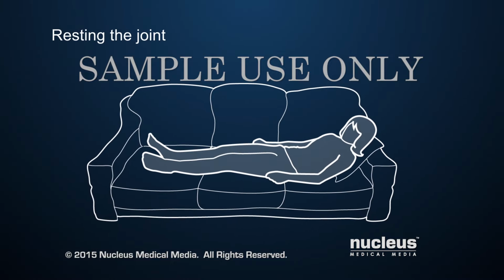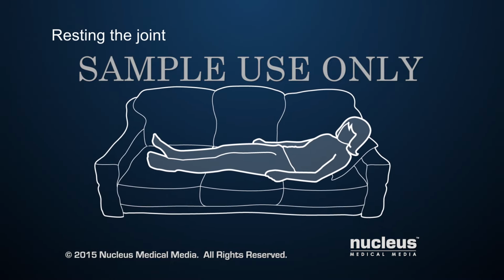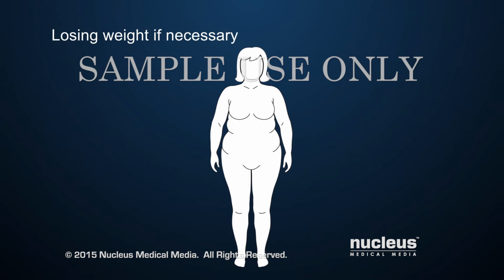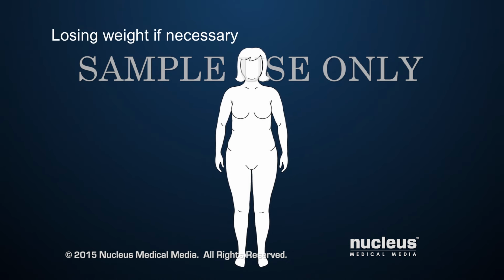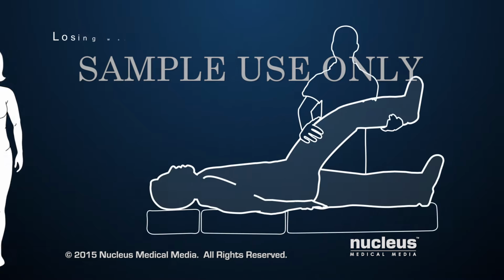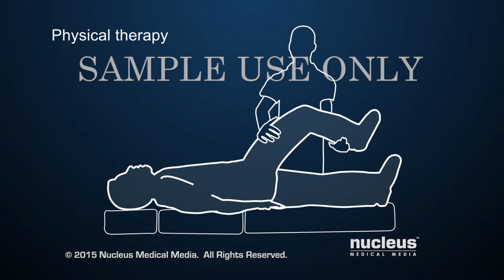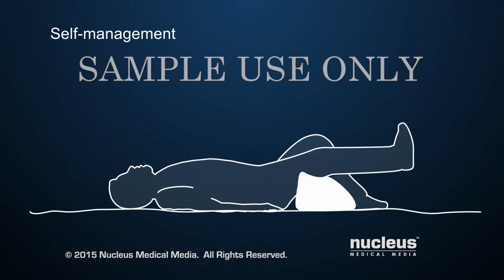Lifestyle changes, such as resting the affected joint and losing weight if necessary, may help slow down the progression of osteoarthritis. Other lifestyle changes include physical therapy exercises and education to manage osteoarthritis on your own.